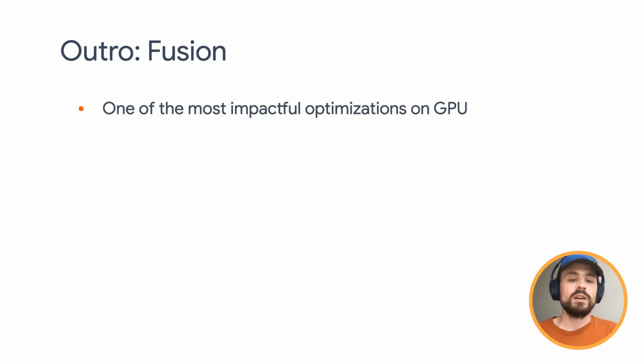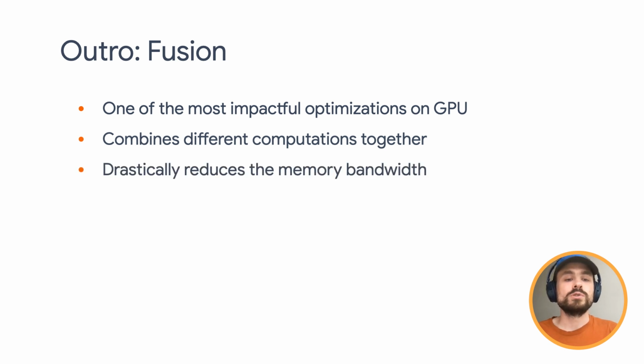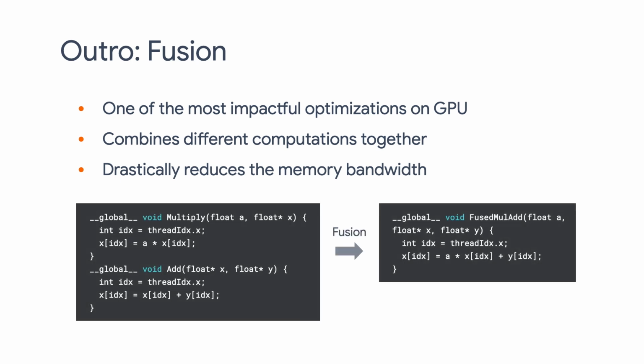The XLA compiler performs a number of optimizations on HLOs. One of the most important optimizations it does on a GPU is fusion, which is combining multiple computations together and not writing intermediate results to memory, drastically reducing memory bandwidth requirements. Let's show fusion on this example. So here we want to multiply a vector by a constant and then add another vector. On a GPU, we can do so by launching two kernels one after another, one which multiplies the vector by a constant and another one which adds a second vector. However, this is not very efficient as we are writing the intermediate result to memory and thus wasting a lot of memory bandwidth.